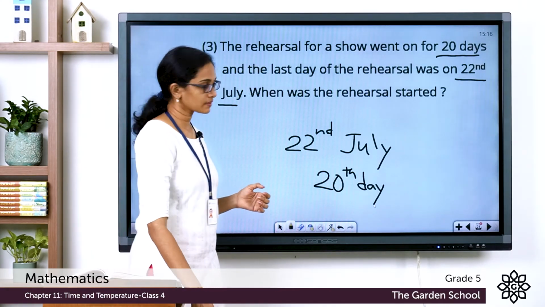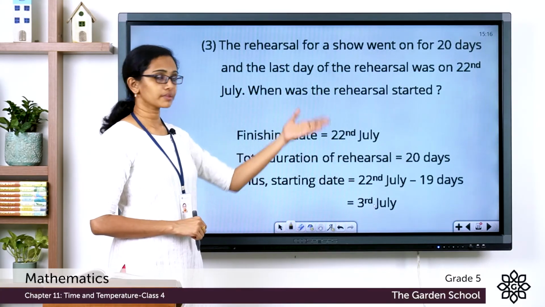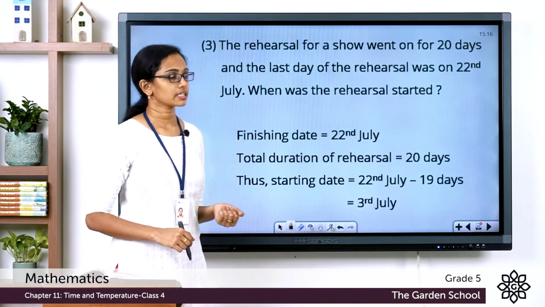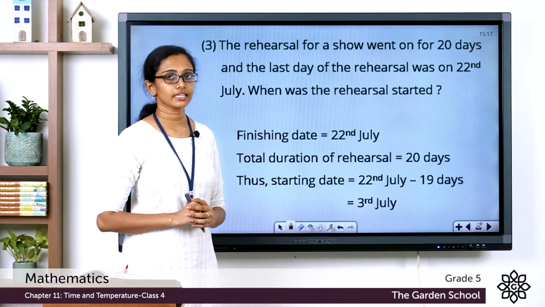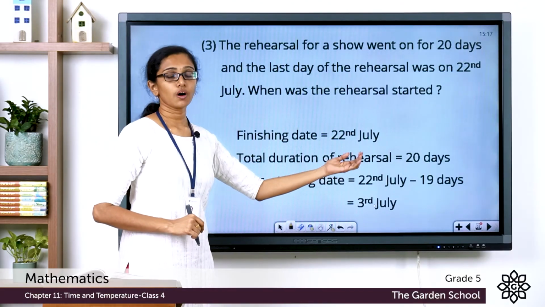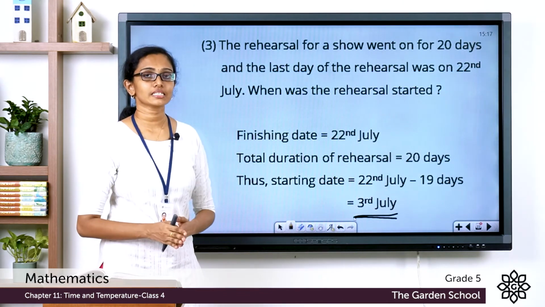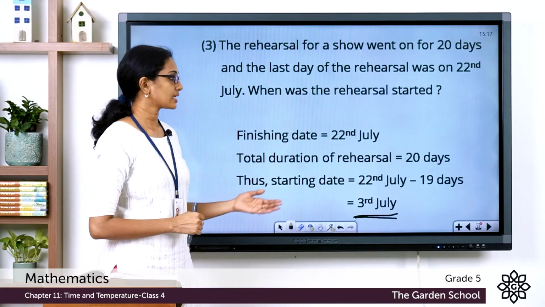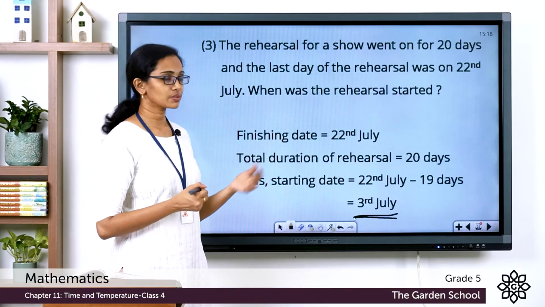So let's see the steps. The finishing date of the rehearsal is the 22nd of July from the question. The total duration of rehearsal is equal to 20 days. Now the starting date is equal to 22nd July minus 19 days, and that will give you the date. 19 days before 22nd of July is 3rd July. So the rehearsal started on the 3rd of July. It lasted for 20 days and the 20th day was 22nd of July. So children, I hope this question was clear to you.